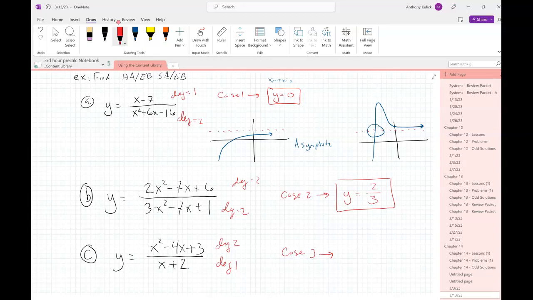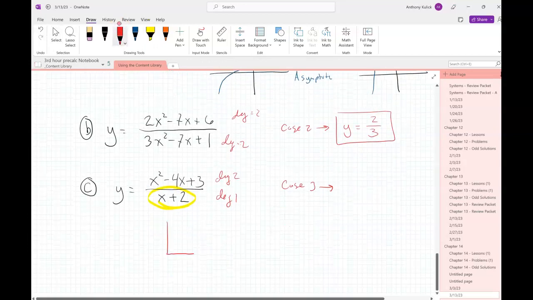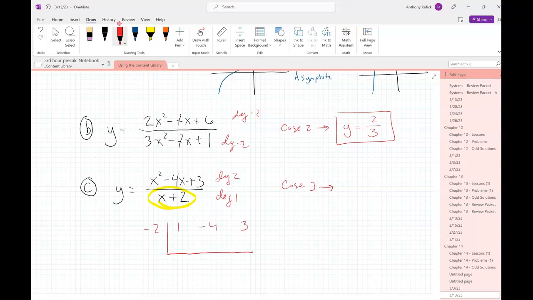Can we do synthetic division in this case? Yes, we can because it's monic. The denominator is monic. If our denominator is degree 1 with leading coefficient 1, that's our best case scenario, because now we can do synthetic division rather than polynomial division. Everybody's okay with the setup? When it's not monic, then we have to do the long division.